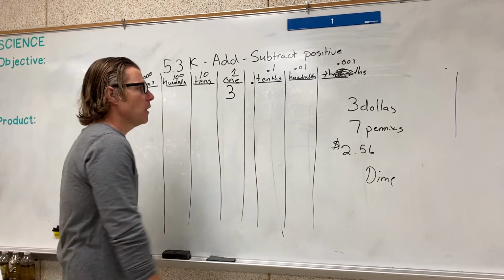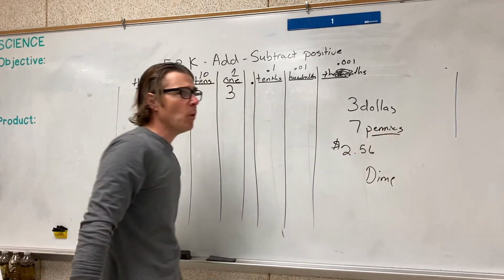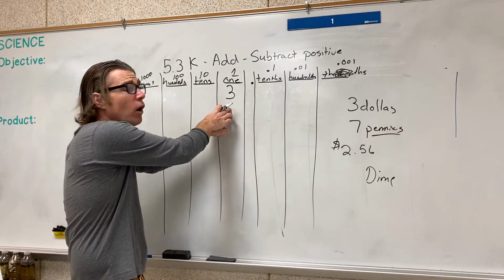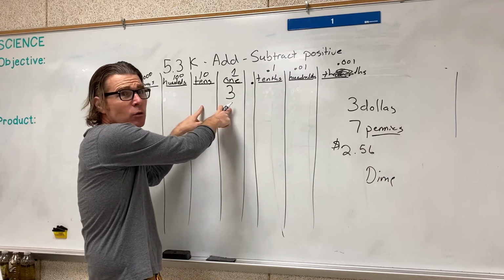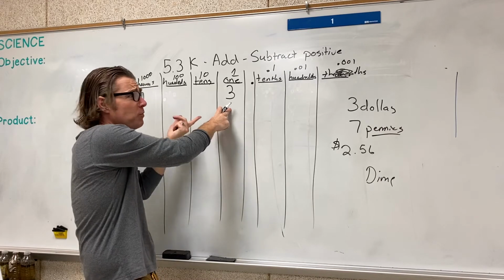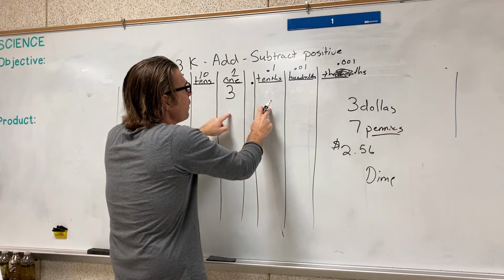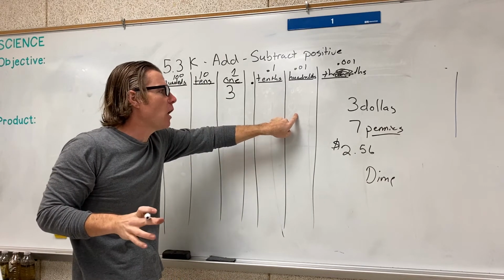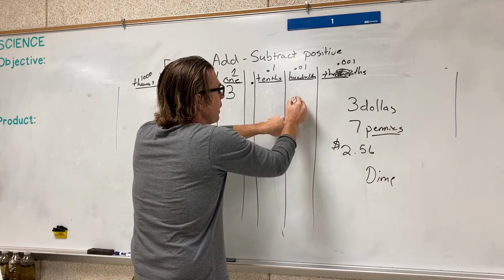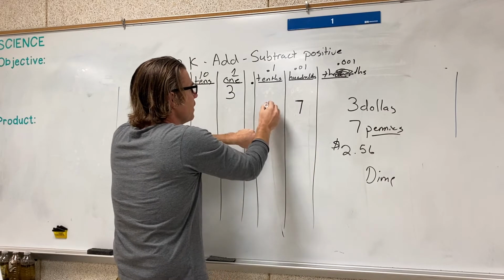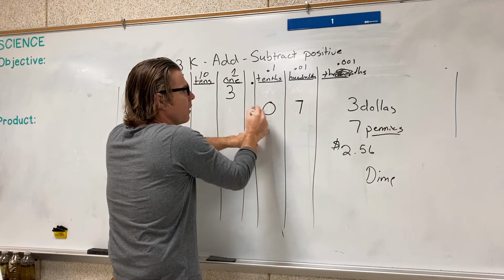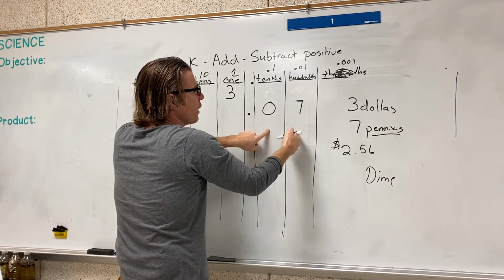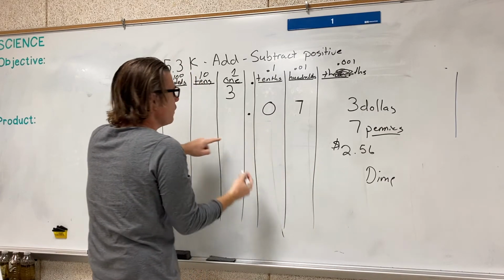Easy enough. My next one is pennies. Now I've got to know what a penny is. A penny ain't 1. A penny ain't 10. You guys, if you have a penny, you can't spend $10. Now, the tenths and the hundredths. A penny is 1/100th of a dollar. So the 7 is going to be in the hundredths, but I can't leave this empty, so I have to put a 0 there. So a penny is 7/100th of a dollar. This one's easy enough.